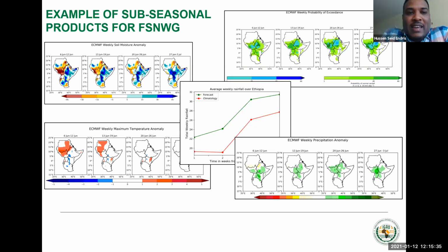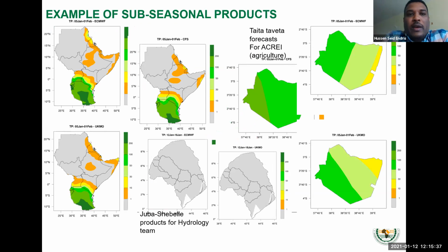Another one is, again, for water and agriculture users. This is mainly for project sites. So Antonio usually produces products and shares them with those users, mainly for the ACRE project. It is a project which is implemented in collaboration with WMO and ICPAC. So this product is shared with the users for those particular project sites.